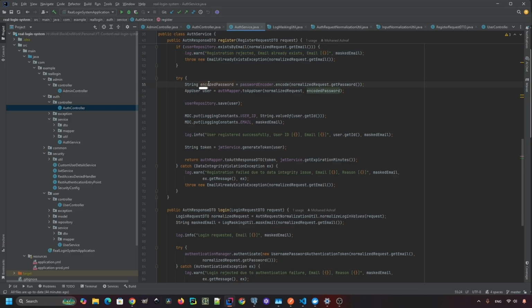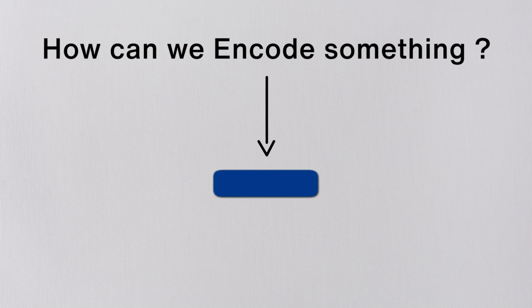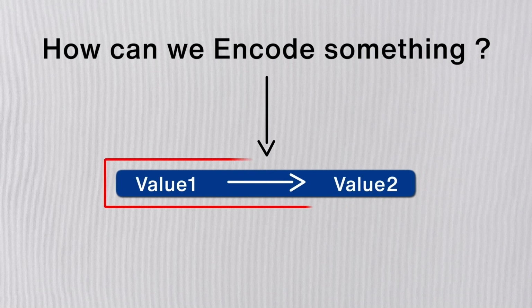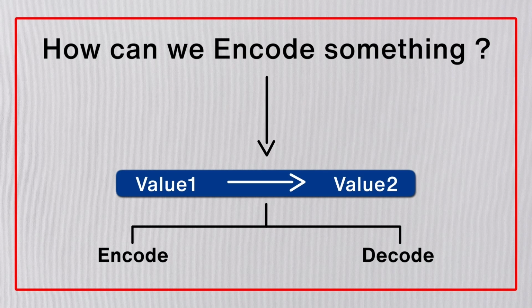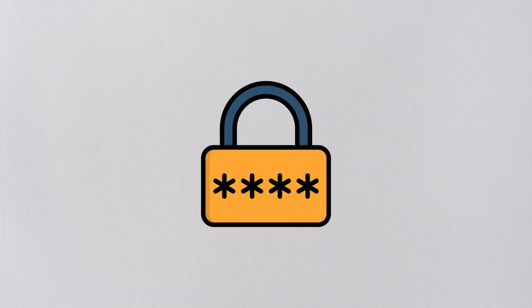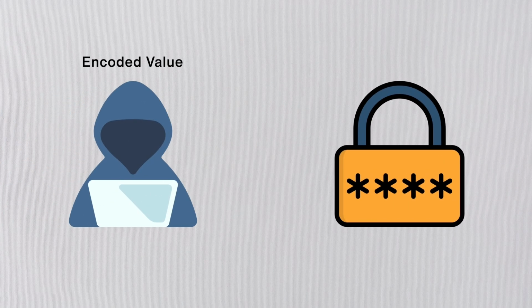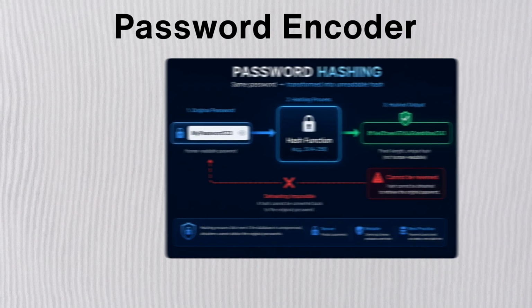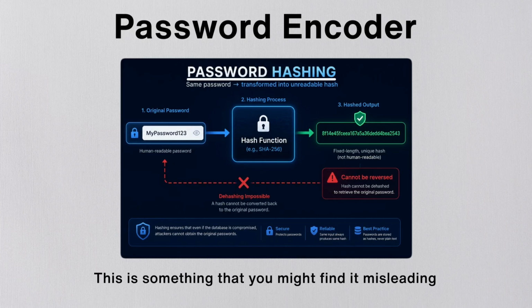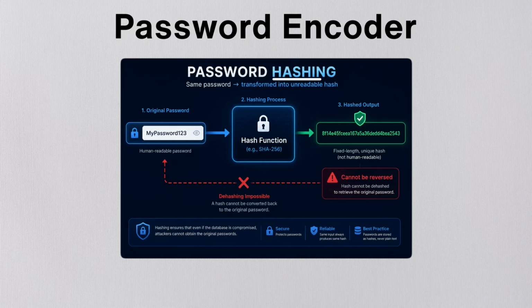Then we're going to work with the password. And by the way, passwords here are important. You need to secure them really well. Why? Because here we have a password encoder, which encodes the password. From its name, you might ask, how can we encode something? Encoding means we're converting some value to another value. This kind of conversion works in 2 ways: we can encode and we can decode. This is very bad, especially with passwords, because it means anyone who has that encoded value can decode it. But the password encoder name is misleading, because the password encoder actually hashes the password. You might find this misleading, but its use case is hashing and not encoding.